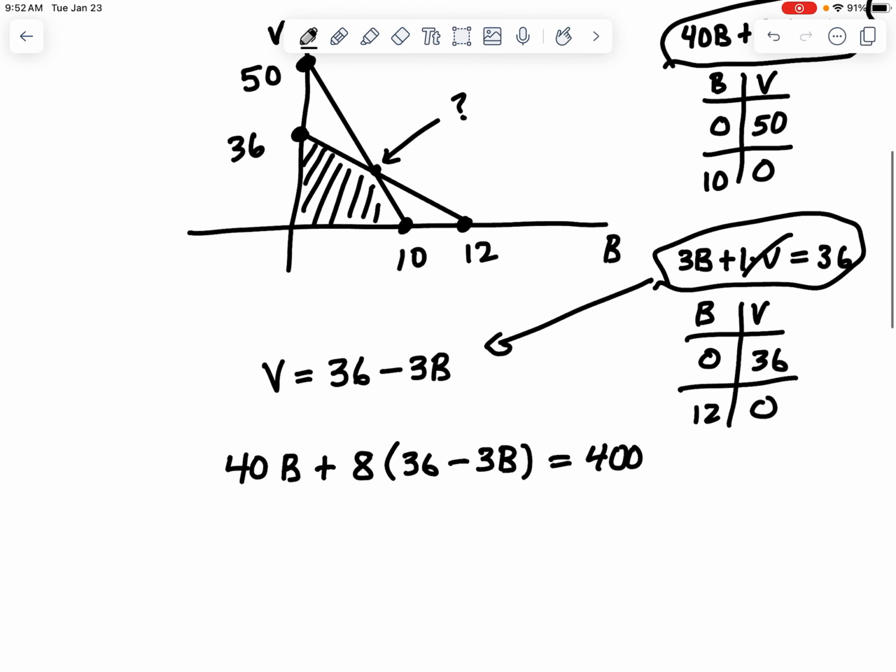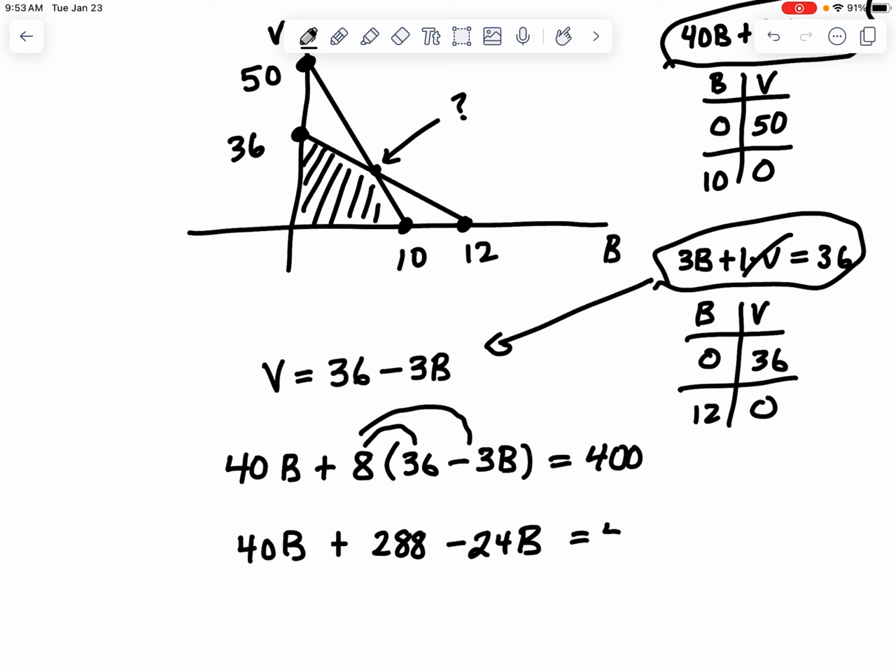So then let me just distribute this. So we've got 40b and then plus, how much is 8 times 36? 8 times 3 is 240, and another 48. 240 plus 48 is 288. Or you could use a calculator. And then distribute the 8 times negative 3, and then it equals 400.